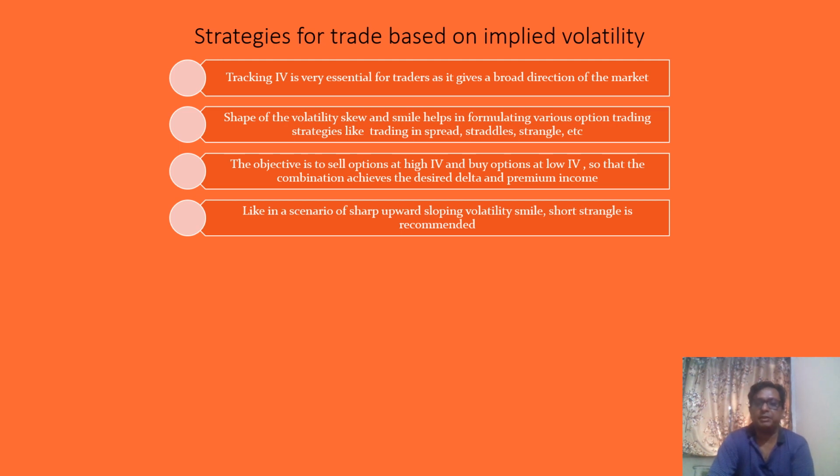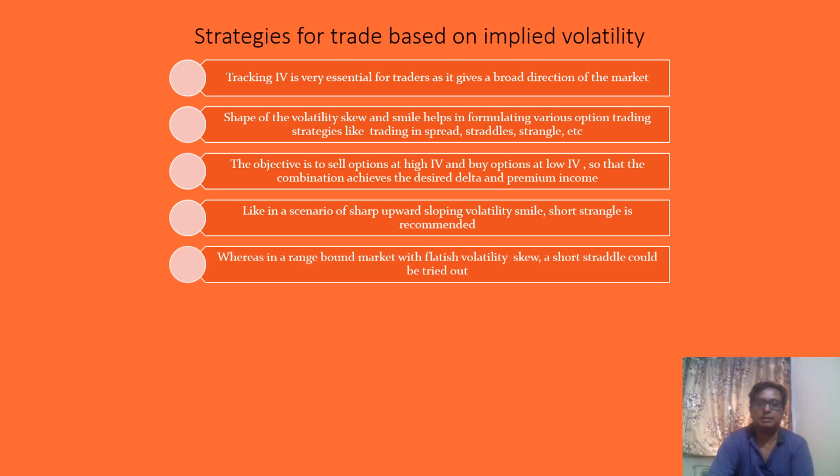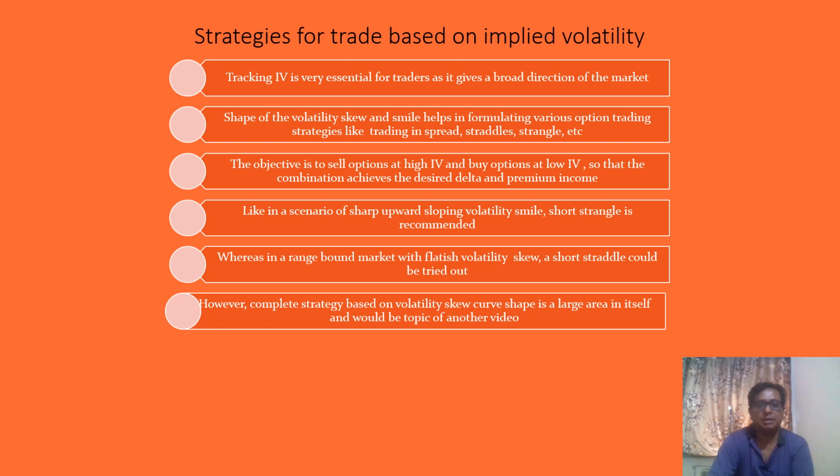Like in a scenario of a sharp upward sloping volatility smile, a short strangle is recommended. Whereas in a range bound market with a flattish volatility skew, a short straddle could be tried out. However, a complete strategy based on volatility skew curve shape is a large area in itself and would be the topic of some other video.